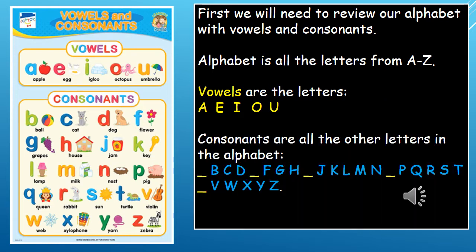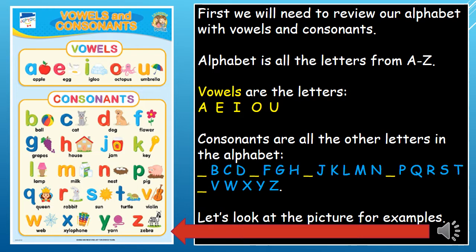The consonants is the name for all the other letters in the alphabet. So everything from A to Z minus A, E, I, O, U. So in the list we have B, C, D, F, G, H, J, K, L, M, N, P, Q, R, S, T, V, W, X, Y, Z. Okay, so if we minus the vowels, all of the other letters are our consonants.